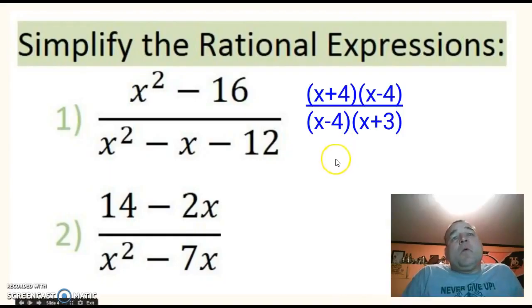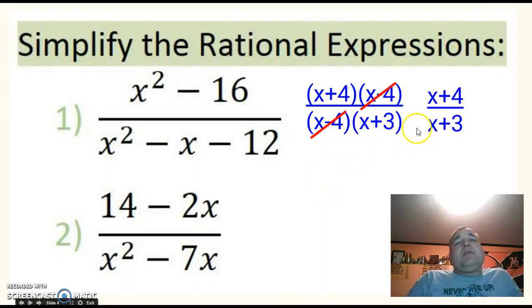And then we're going to look to cancel out the like factors. In this case, we're looking for whole binomials. So our like factors are the x minus 4, so we're going to cross both of those out. And our final answer then becomes x plus 4 over x plus 3. Again, notice I don't want to cancel out x's because they're not factors, they're terms. You can take out the entire polynomial, but you can't take out parts of it.